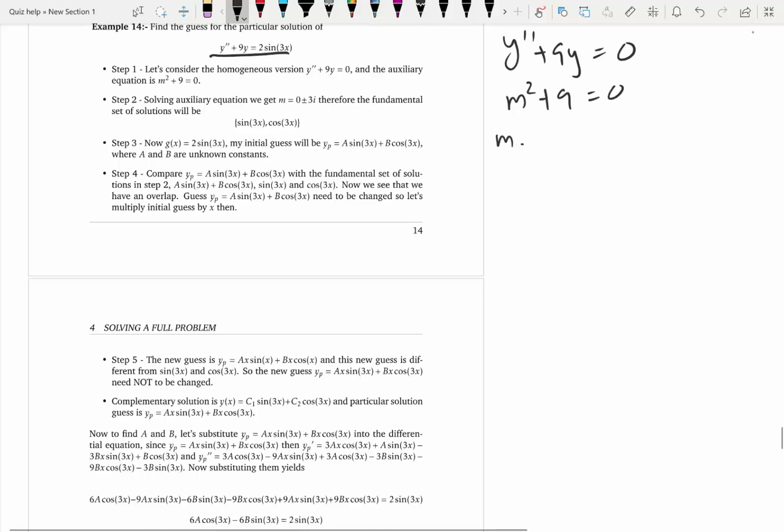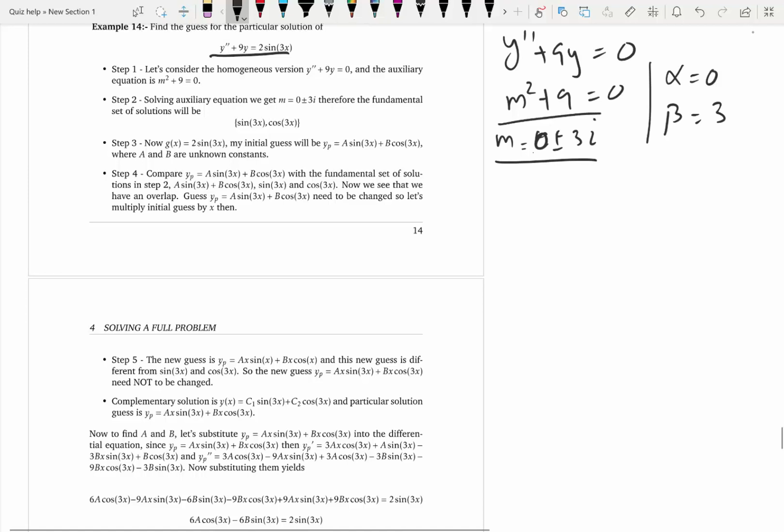Then the roots are complex because the roots are plus or minus 3i. So that means alpha is 0, beta is 3. Okay, so how do I get the roots? That is something you should know. Use the quadratic formula here.